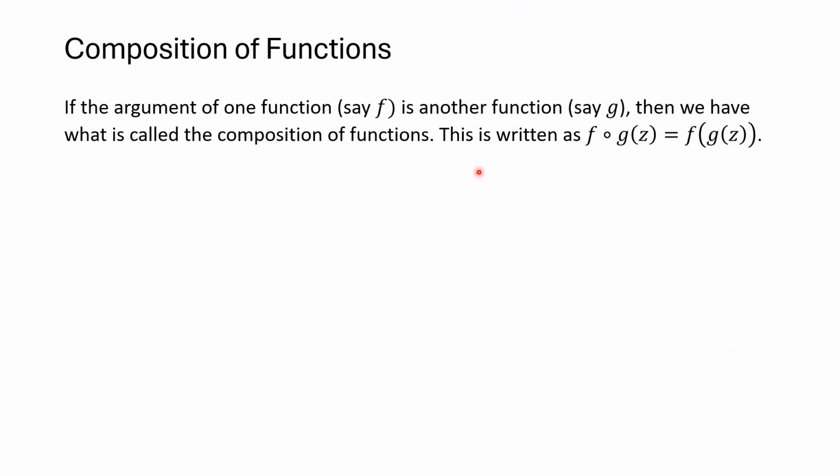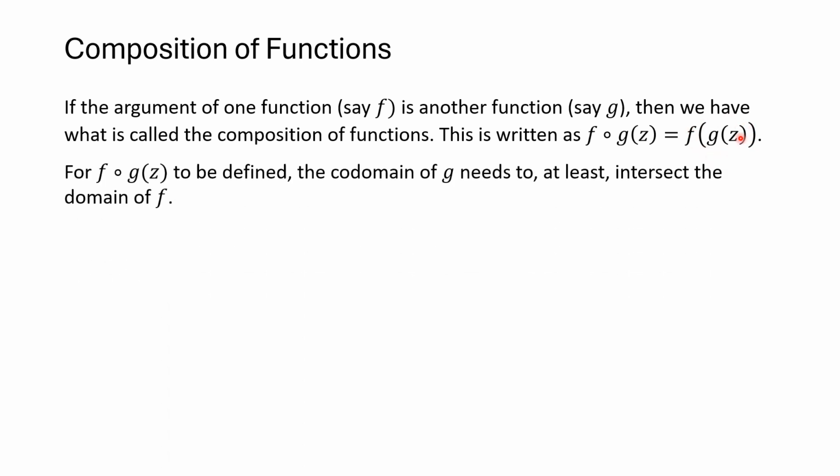Composition of functions. If you take a function, say f, and for its argument you put in another function g, then we have what's called a composition of functions. We write it as f of g of z, and this is perhaps more expressive. You have here f, and then instead of z you plug in g of z for the argument.